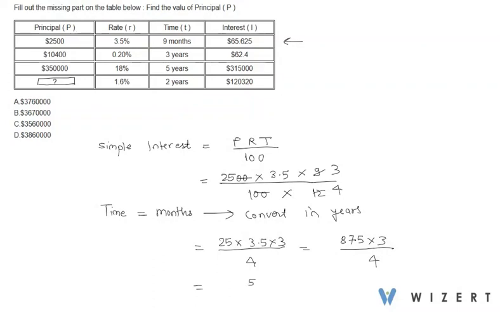3 5s are 15, 3 7s are 21 plus 1 is 22, 3 8s are 24 plus 2 is 26 by 4. So 4 6s are 24, 2 remains. 4 5s are 20. Again 2 remains. 4 6s are 24, 4 2s are 8, 2 remains, 4 5s are 20. So that is 65.625, and correct, interest is $65.625. So the values are following the simple interest relationship.